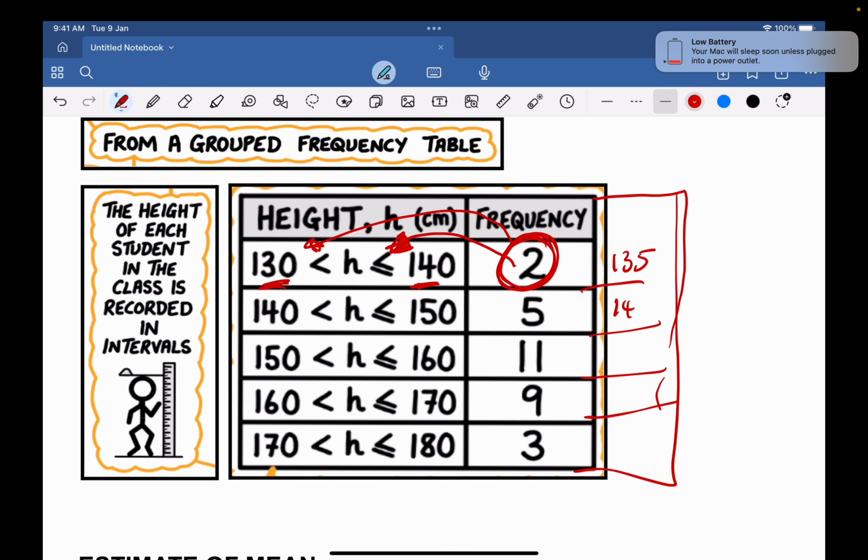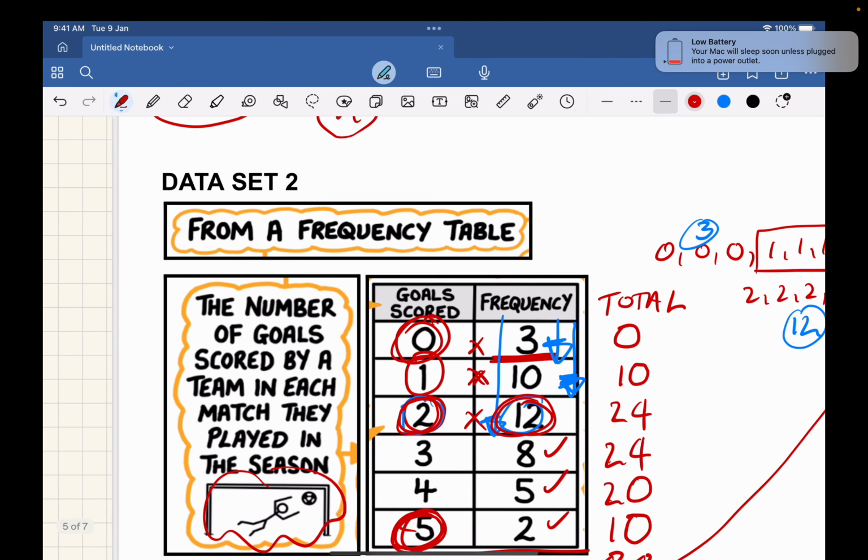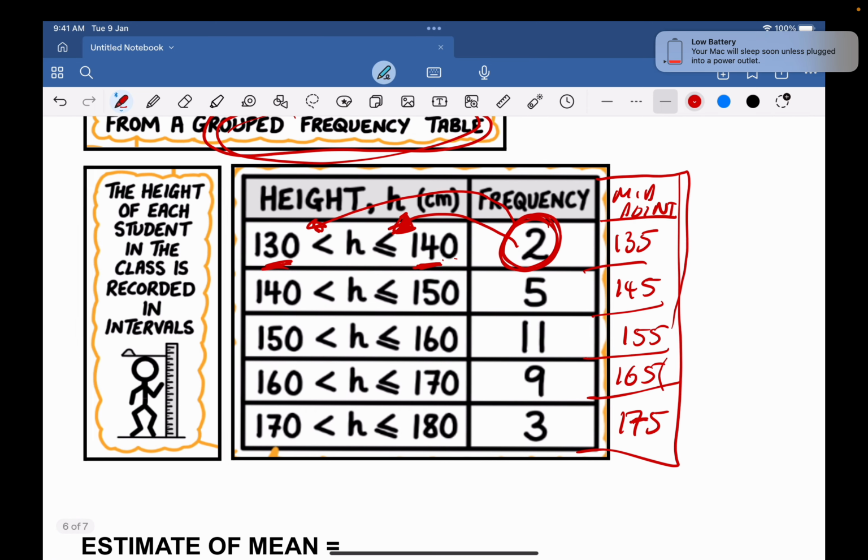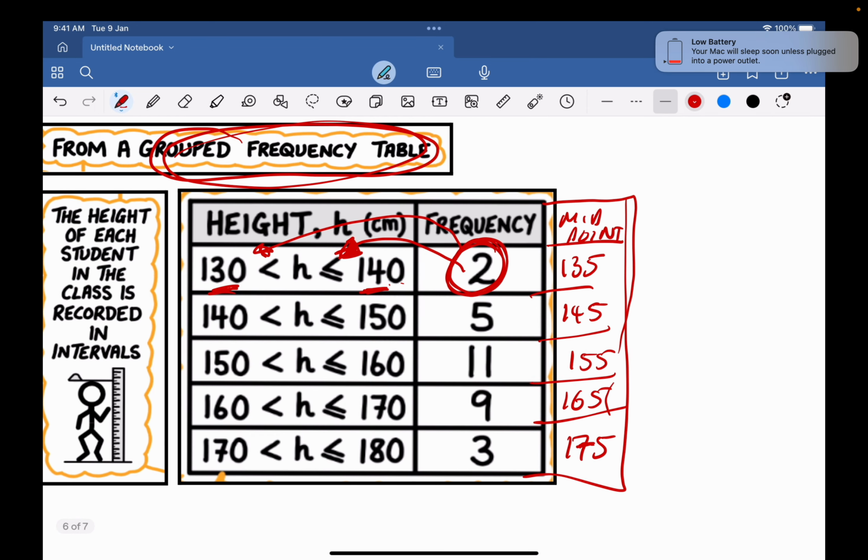So what we do is we change this. We call this a grouped frequency table, because you can see we've got a group from 130 to 140, and so we pick the mid value because we're really not too sure what height these people are. So we do this midpoint. Then can you see what we've done is we've managed to create a similar question to the frequency table, right? Where we have a frequency and we have a specific value. So we've managed just to collapse this last question, grouped frequency, into a frequency question.